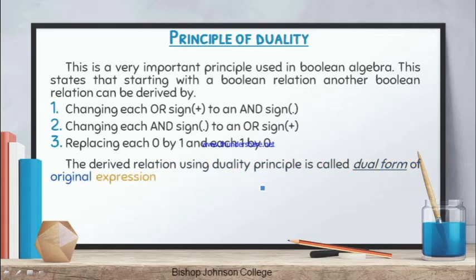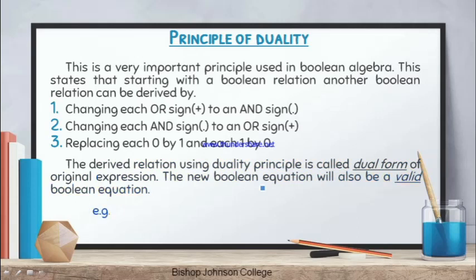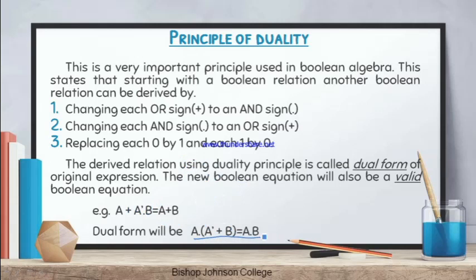The relation derived using the duality principle is called the dual form of the original expression. The new Boolean equation will also be a valid Boolean equation. So if the first equation is valid, after deriving a new equation, it will also be valid. For example, a plus a bar dot b is equal to a plus b. As you know, it is a valid equation, and when you find the dual form, plus converts to dot and dot converts to plus. So here it is the dual form, and the dual form is also a valid equation.